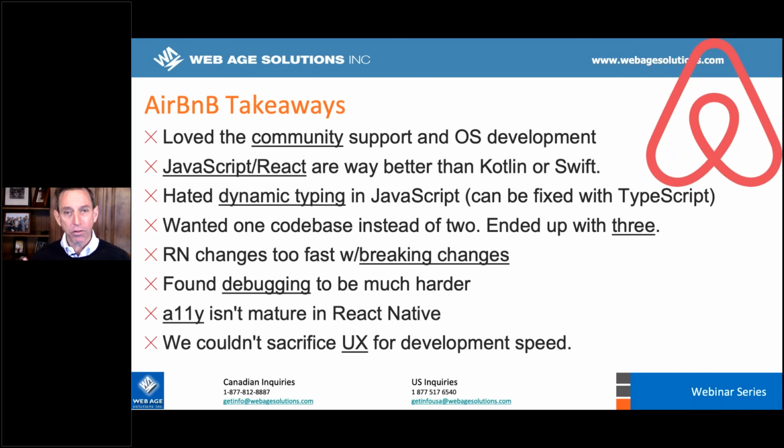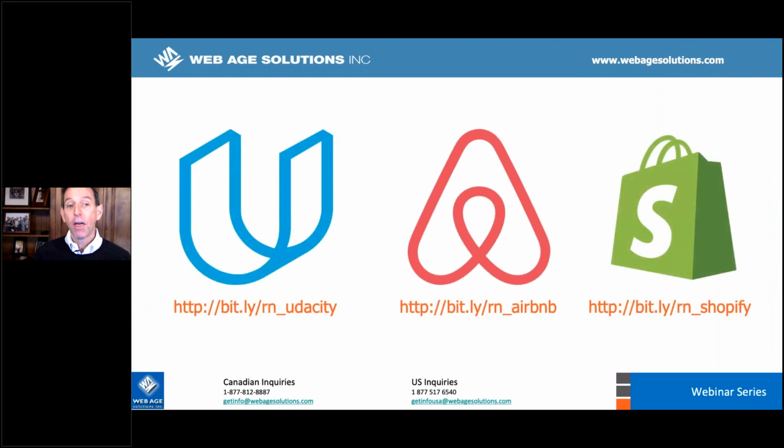Debugging was a lot harder. Accessibility was not as mature on React Native, and Airbnb wanted people who were visually challenged to be able to use their app. So React Native didn't work for them, and they eventually pulled out. As deep as they were into the ecosystem and the community, they still pulled out, and they're no longer using React Native.